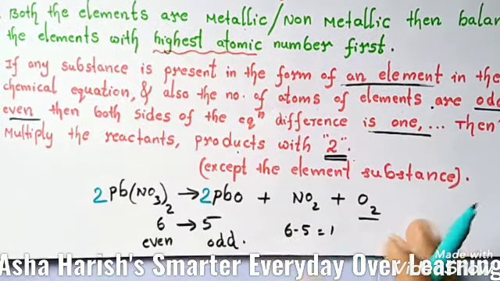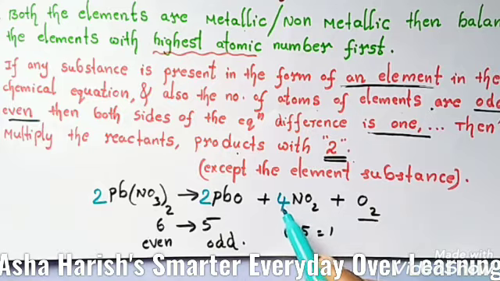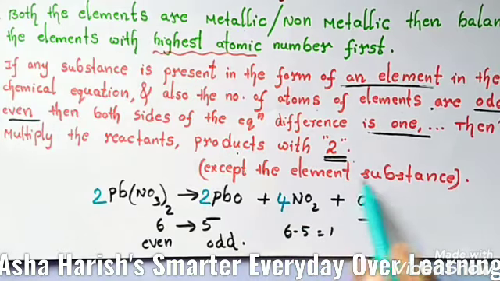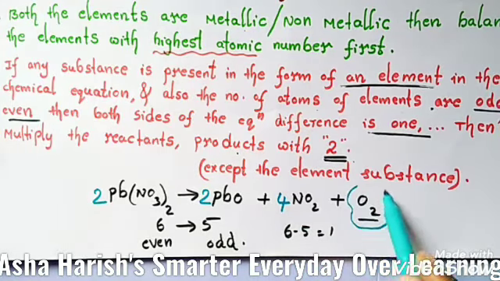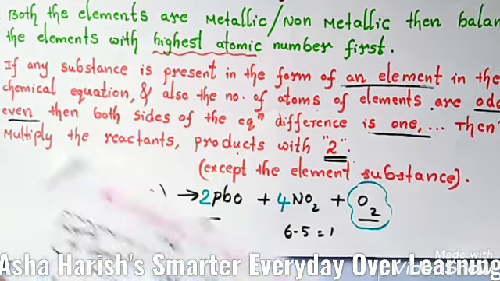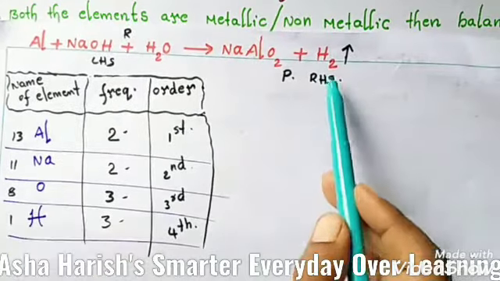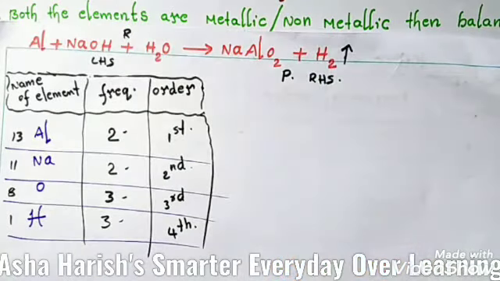Now you can count these NO2. Here nitrogens are 2 twos, 4. If you place here 4, simply accept the elemental substance. So except this elemental substance, you can ignore this simply. That is about rule number 5. This rule number 5 you can apply in this equation also. In this equation also we have this elemental form of hydrogen.